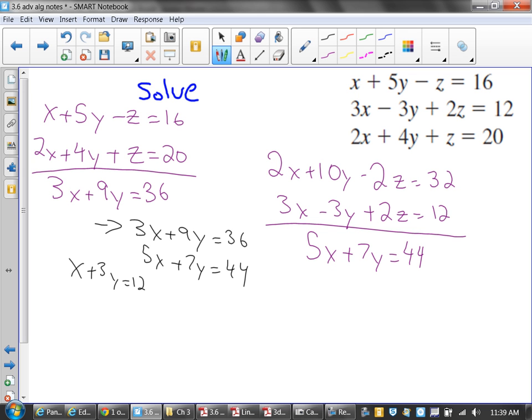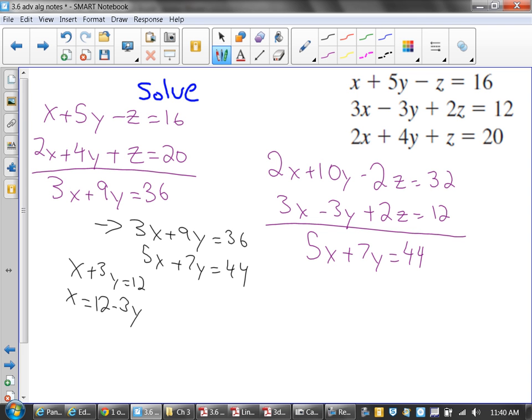What you're doing here is when you first start the problem, you want to eliminate one variable. Use one equation to eliminate that same variable in the other two. Now you're at two variables, two equations, which we've done, and I'm setting this up to use substitution because I know that x is 12 minus 3y.